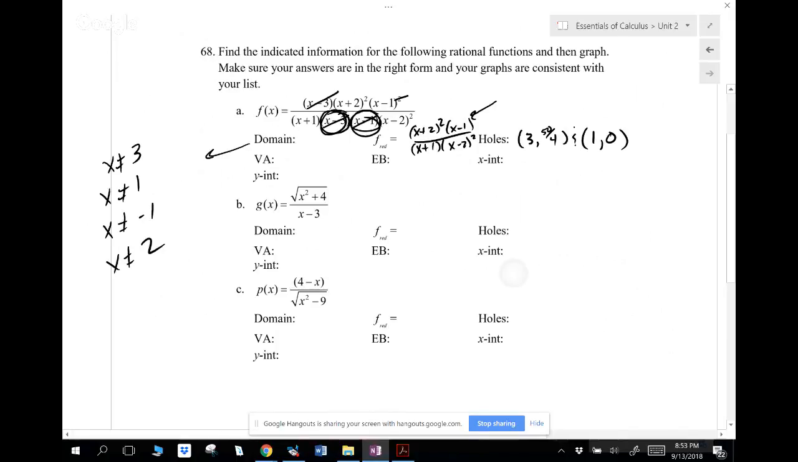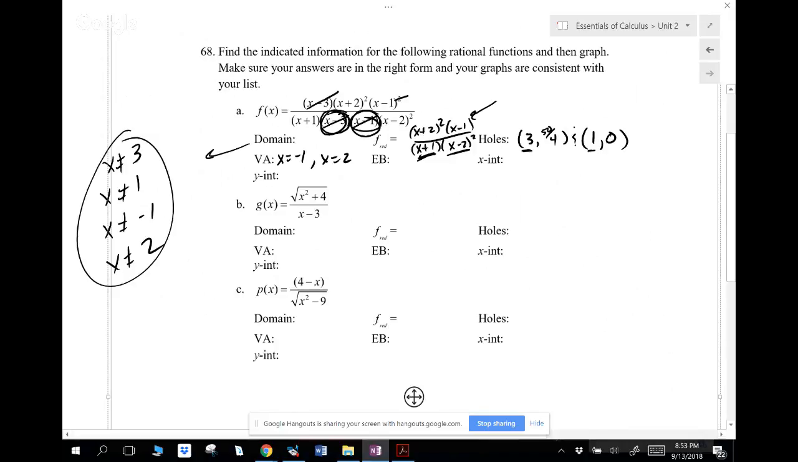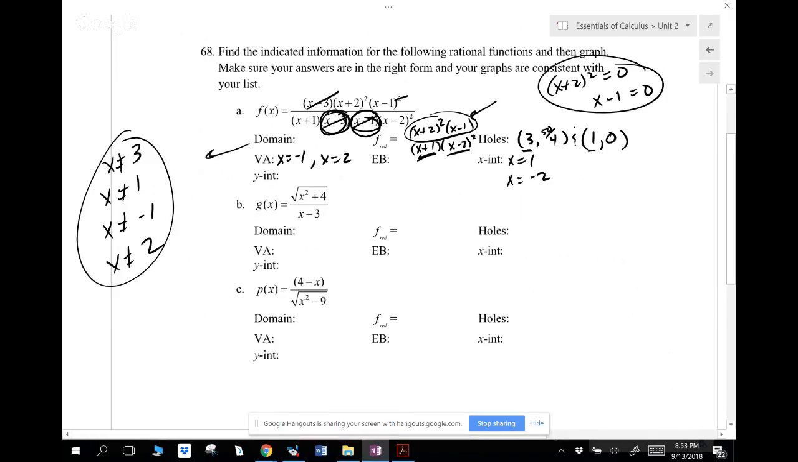Where do I get all those? I get those from here. Those are vertical asymptotes. And I get those from my holes. Okay, that's where I got the domain. For the x-intercepts, I put all the stuff that's on the top, x plus 2 squared, set that equal to 0, x minus 1, set that equal to 0, and the x-intercepts are going to be at x equals 1 and at x equals negative 2 when I solve these guys.